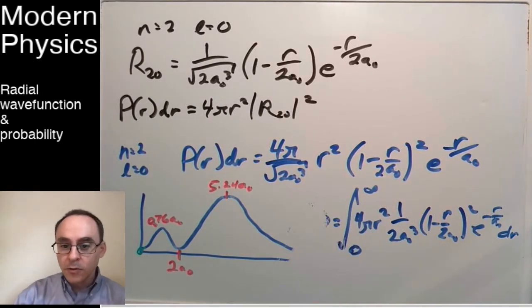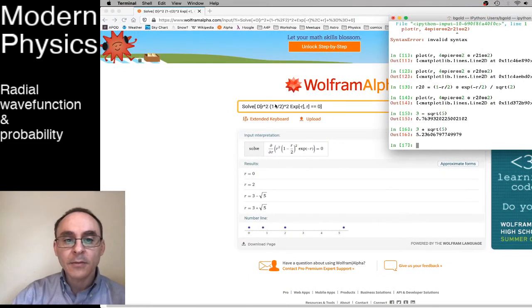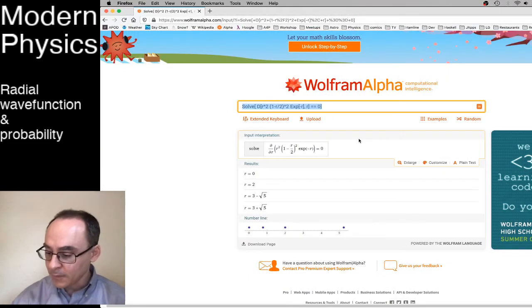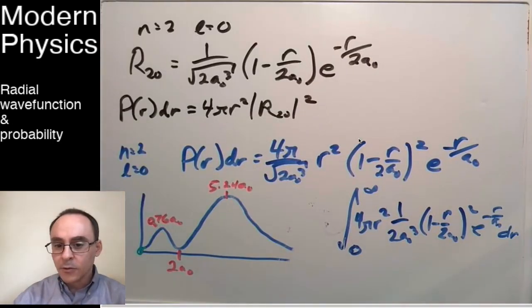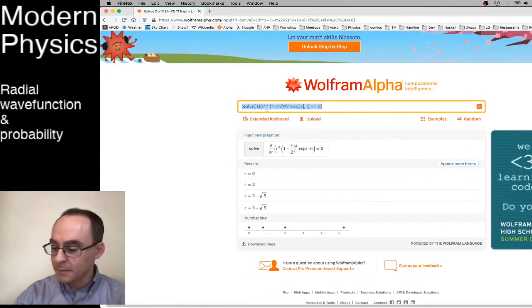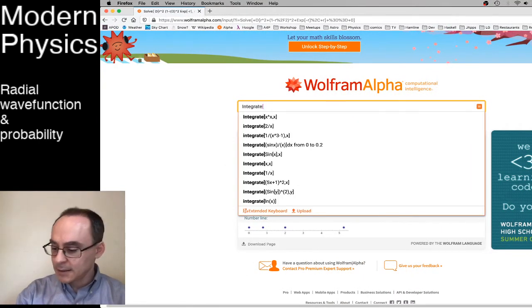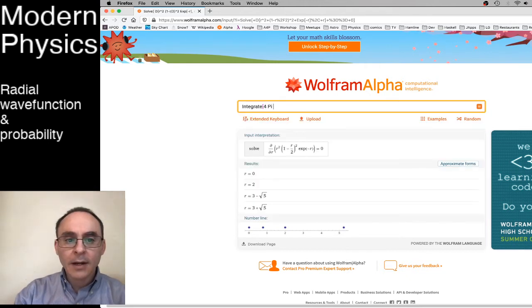So what I'm going to do is come over here to Mathematica again, or Wolfram Alpha, and see what this integral that I've written out here is. Is it 1, or am I going to get 4 pi? That'll tell me which normalization I'm dealing with. So I can say integrate 4 pi r squared.